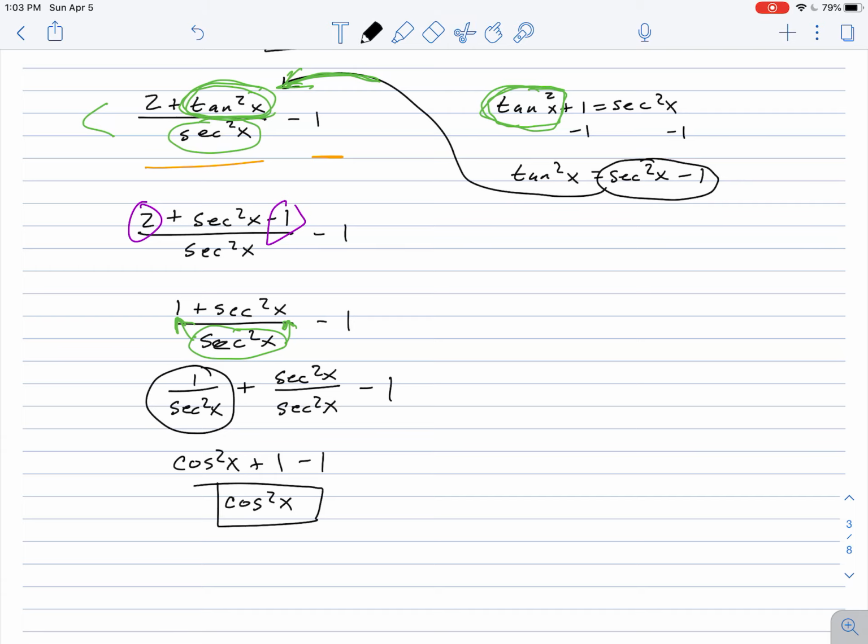I'm going to show you one more, and then I'll let you guys do some practice. The thing we haven't really stepped into is factoring.